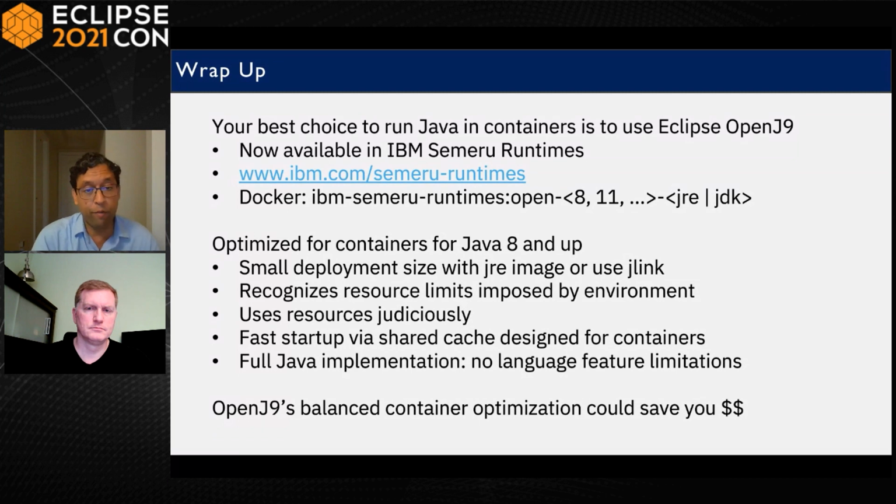We talked about optimizing for containers in many different ways: smaller deployment size, recognizing resource limits, using those resources judiciously, fast startup time, using shared class cache designed specifically for containers and addressing usability concerns there. And you get all that with a full Java implementation without any limits on which features you're using. So overall, we would encourage you to take a look at OpenJ9's balanced container optimization story, because at the end of the day, it could save you money. With that, I conclude the talk, and we can go on to questions now.